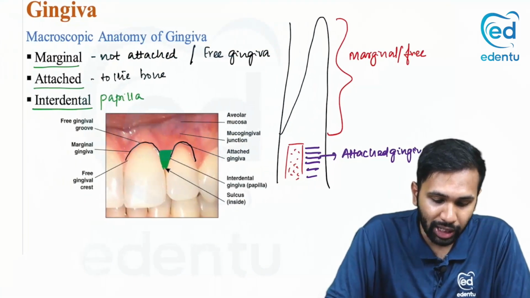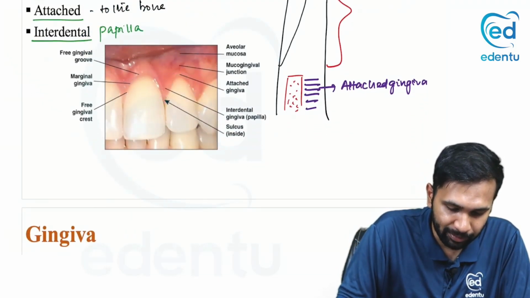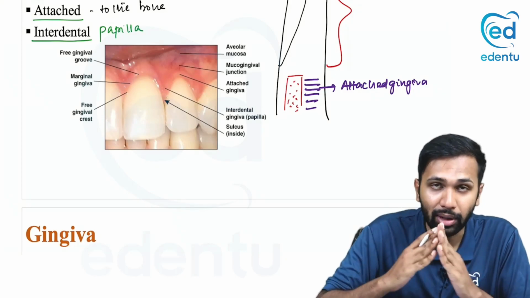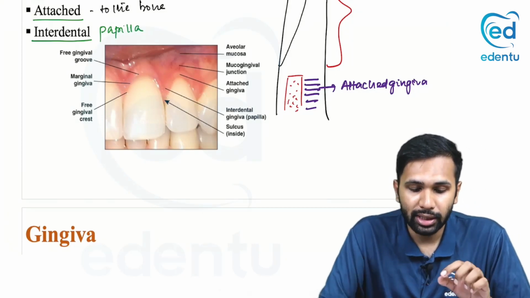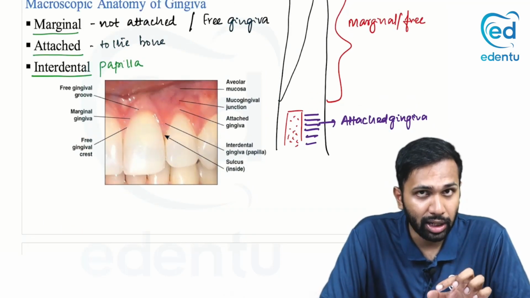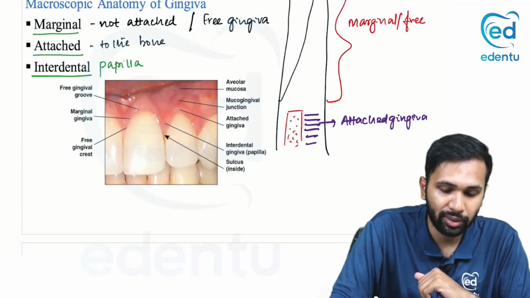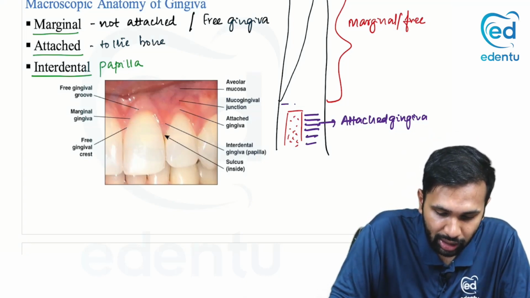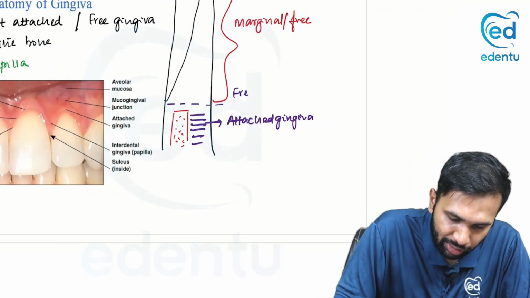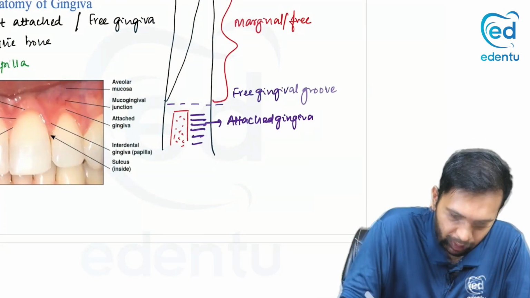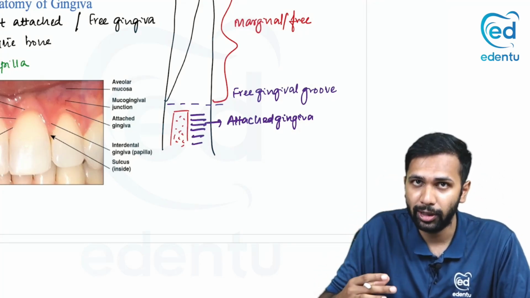Now, if you look at this diagram very closely, it is not only the three parts that are given. You have so many other labels, which are also important. The free or marginal gingiva is separated from the underlying attached gingiva by a line or groove, which is referred to as the free gingival groove. This is the demarcation between the marginal and the attached gingiva.